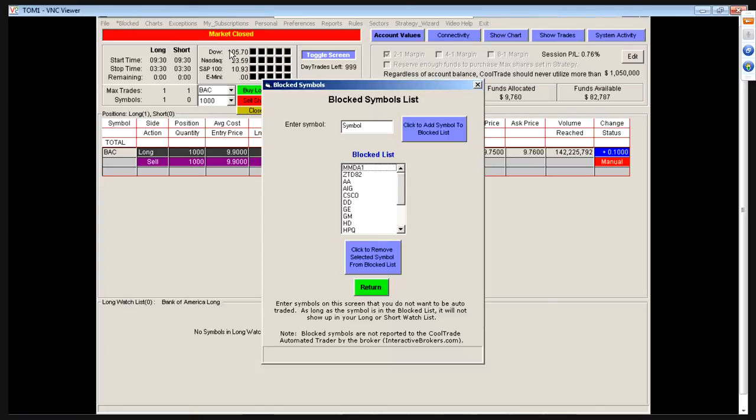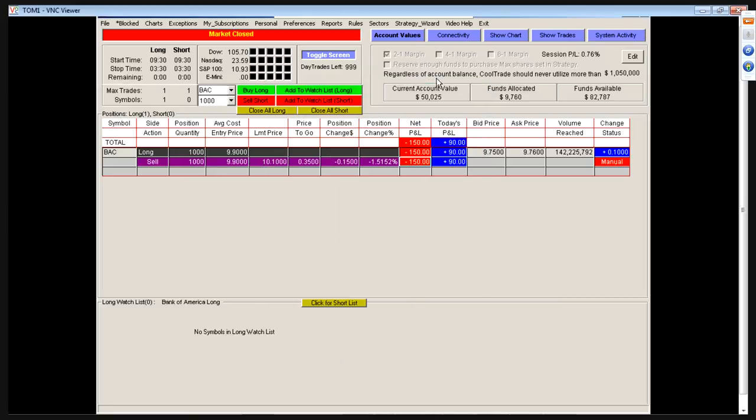All right. So a couple other things to show you. The next tab here, Blocked. If you ever want to block a symbol, say one shows up in your watch list here and you don't particularly care for it, any symbol, GM or GE or any one that you didn't care for, you could just enter it in here very easily, add it to your block list, and just click this button, and the system will never consider buying that stock.